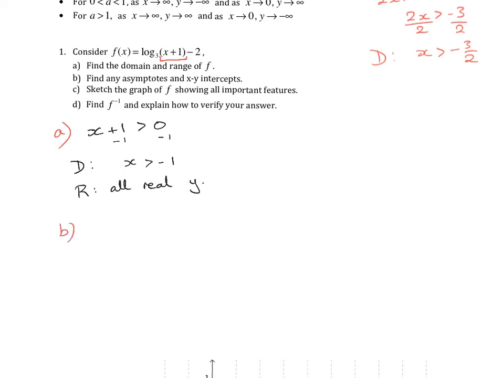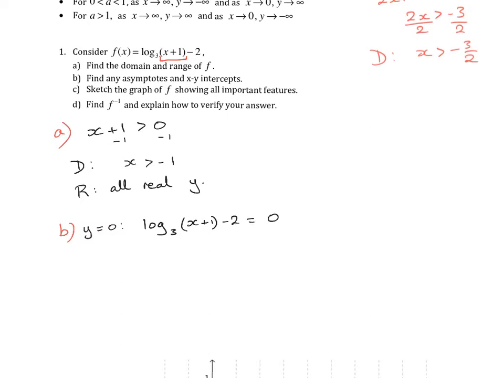Find any asymptotes and x and y intercepts. Okay, so to find the x-intercept, we want y to be equal to 0. So that would mean log base 3 of x plus 1, minus 2, equals 0.